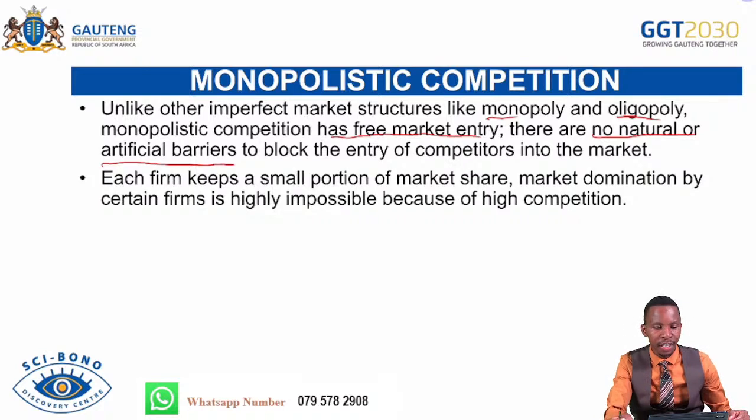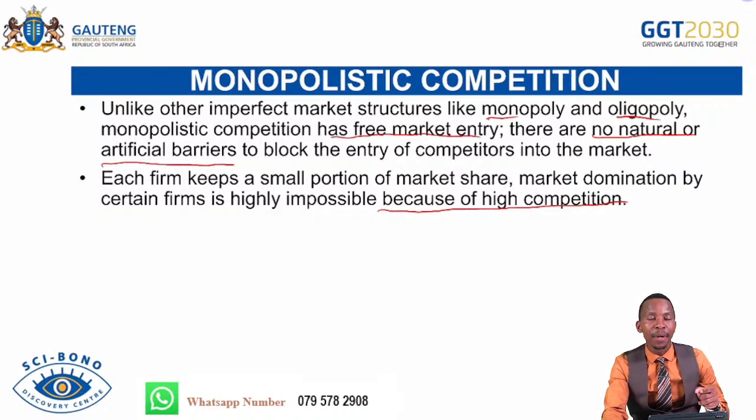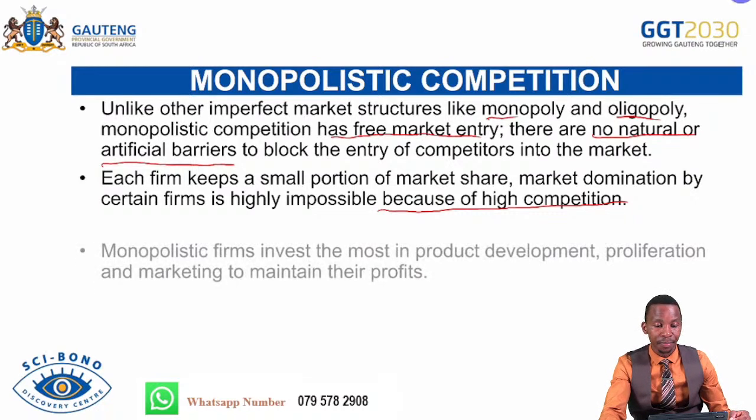Market domination by certain firms is highly impossible because of high competition. So in this kind of market structure, there is high competition because market entry is free. Each firm can possess or keep only a small portion of the market share because of the high competition that exists within this kind of market.